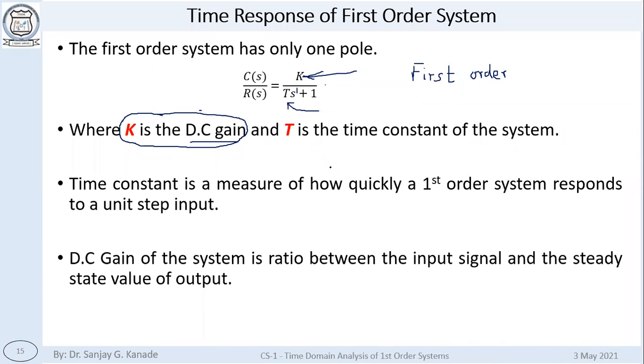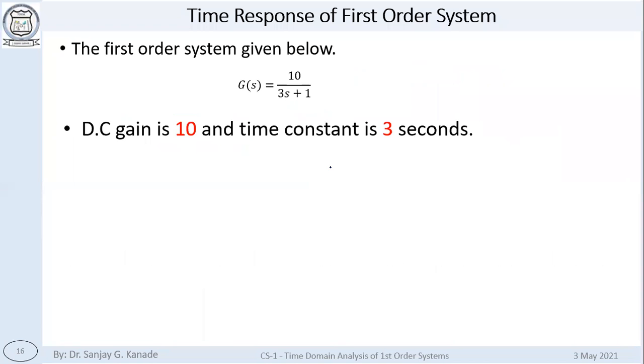So these two values, K and T, the DC gain and time constant, are going to play a major role in defining the response of our first order system. How? We'll see. Let's take an example just to make it clear how the DC gain and time constant work. Here, an example transfer function is given, G of S is equal to 10 upon 3S plus 1.